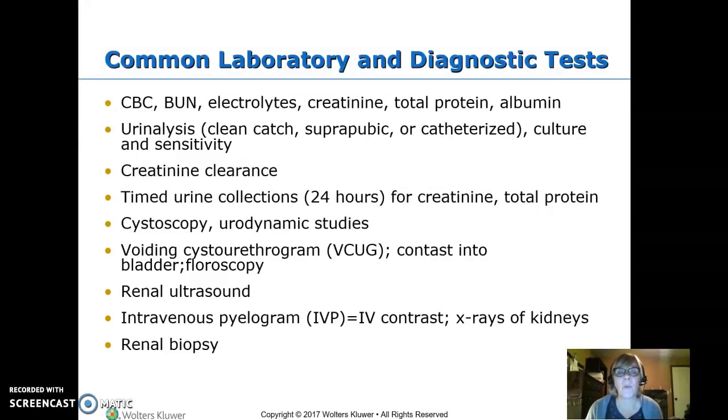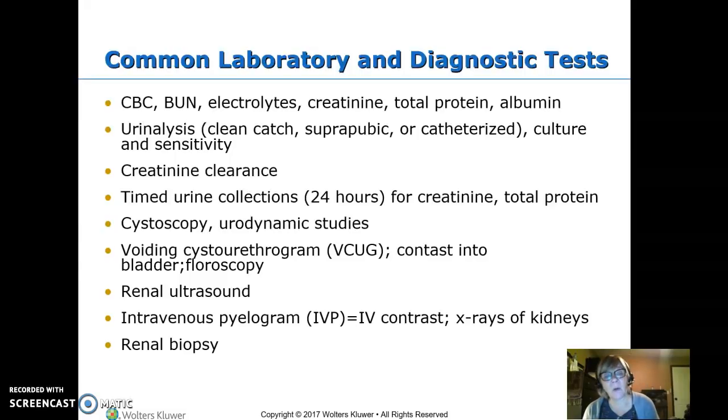We can do scopes to look at inside the bladder, look at how things are going. Voiding cystogram, we put contrast into the bladder and use the fluoroscope, right, because that contrast shows up really well, so we can see where urine is moving or isn't moving. Renal ultrasound, looking at the organs.